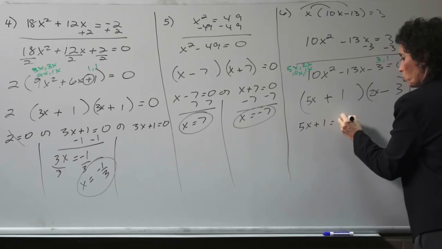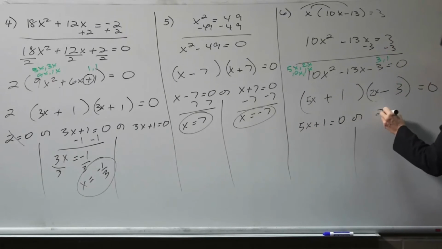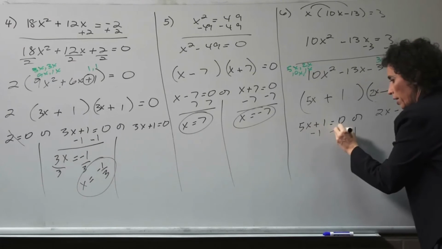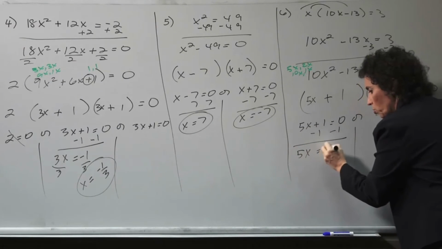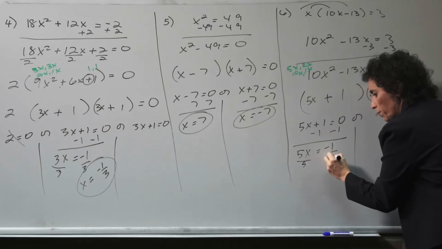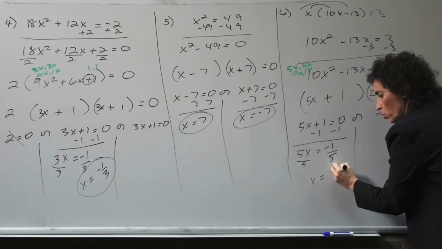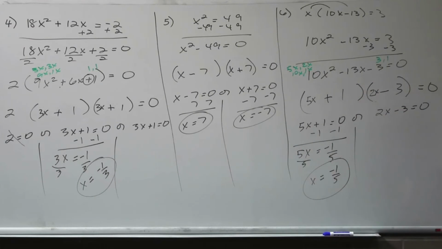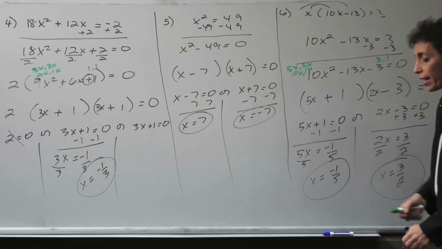5x plus 1 equals 0, or 2x minus 3 equals 0. Okay, subtract 1. Heading home, 5x equals negative 1. Divide by 5. X equals negative 1/5. Done there. Here, add 3. 2x equals 3. Divide by 2. X equals 3 halves, and that's it. There's your two solutions from this quadratic.